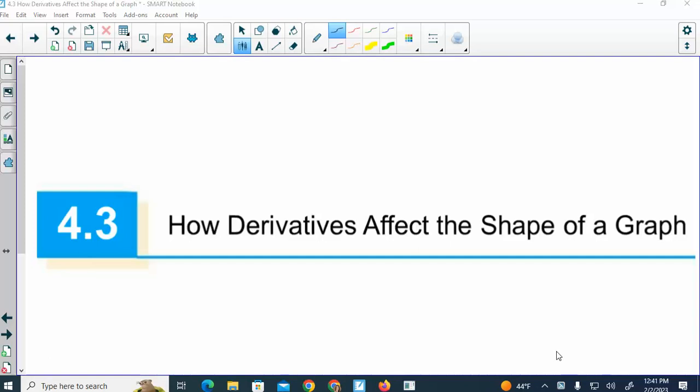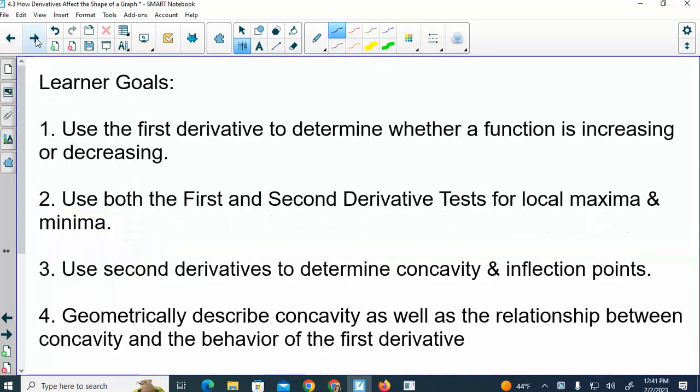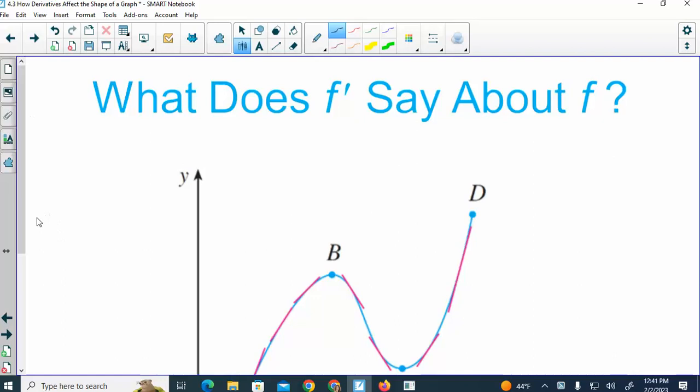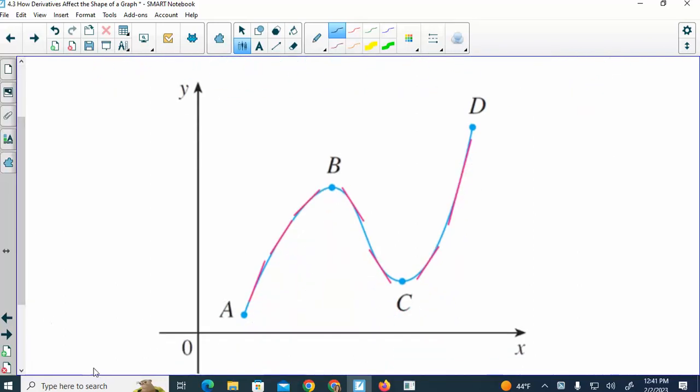So we are going to talk about how derivatives impact the shape of our graph. So we have been using our derivatives to find maximums and minimums. Okay, and we know some things. We talked about this from the very beginning.